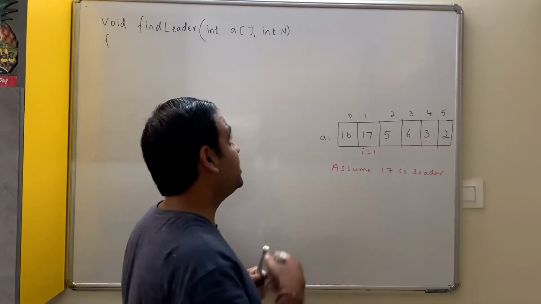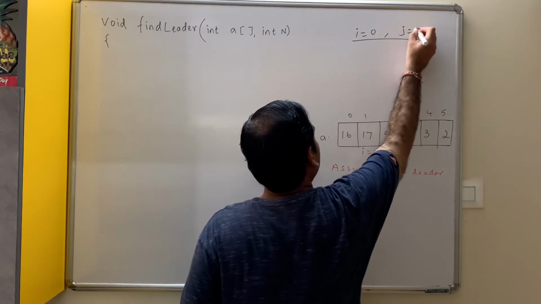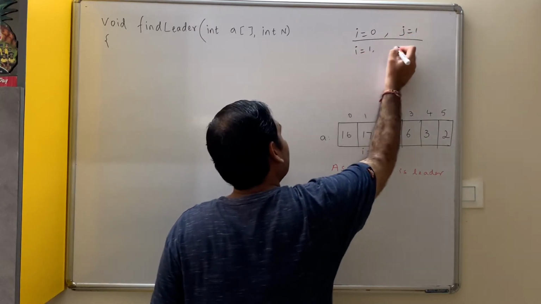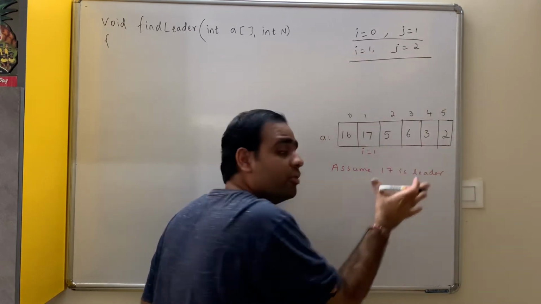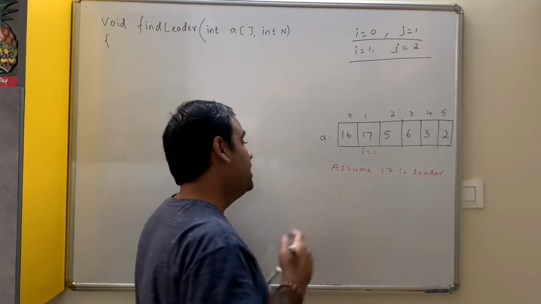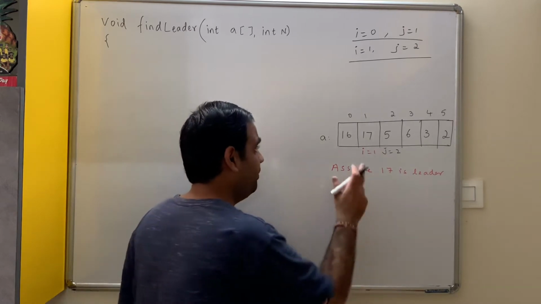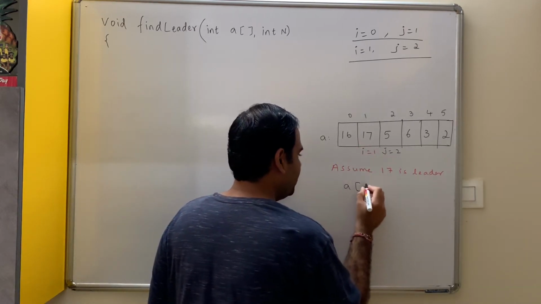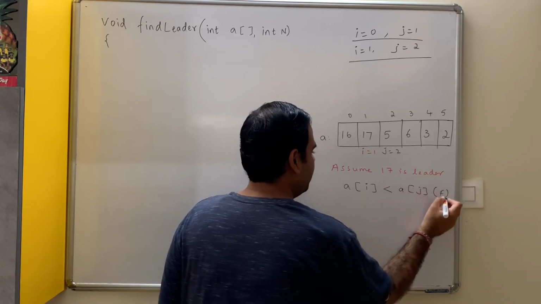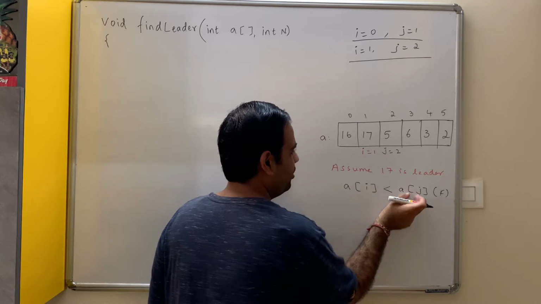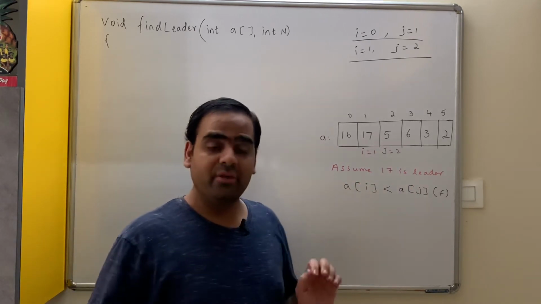Initially the value of i was 0 and searching began from j equal to 1. Now the value of i is 1. What should be the value of j? It should be 2, because you have to search on the RHS subarray. Now j is equal to 2. Again you compare. Is A of i less than A of j? Now what is A of i? It is 17. And what is A of j? It is 5. 17 less than 5 is false. Now can you conclude that 17 is leader?